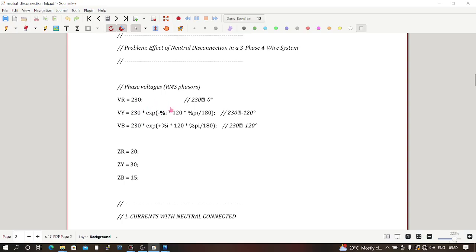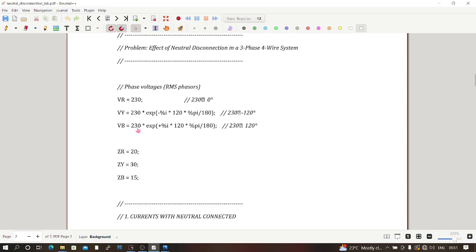Whenever you write in the exponential form of a rectangular number, e to the power of minus I theta or e to the power of I theta is going to represent it here. So the angle is 120, that is e to the power of minus I theta. So that is an imaginary number. For that imaginary number, we are taking the percentage I, percentage pi divided by 180 degrees.